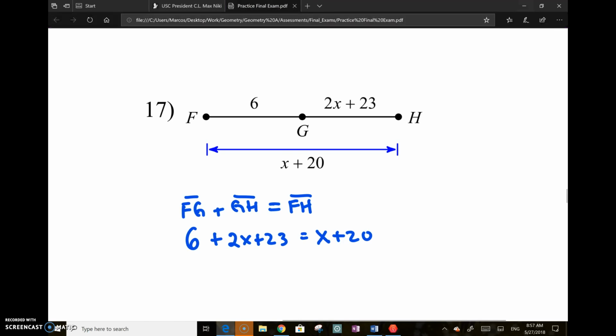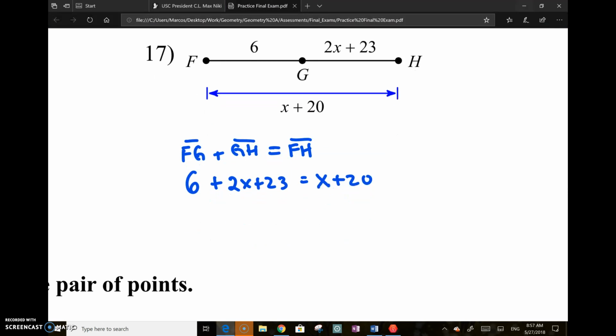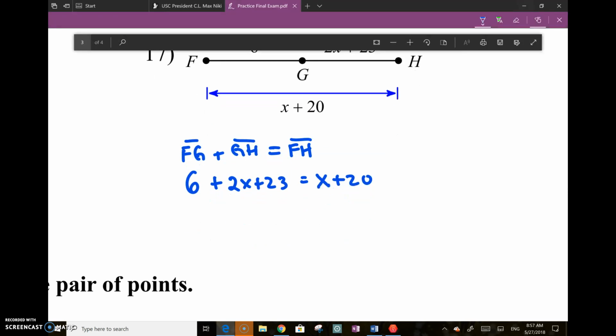So now what I have is this equation that I can solve. So I combine my terms. So 6 plus 23 is 29. So 2x plus 29 equals x plus 20. Now, I'm going to do two things at once. I'm going to move the x to the other side, and I'm going to move the 29 to the other side, okay? Just to save time and space. So this would give me x is equal to -9, and that would be my answer.